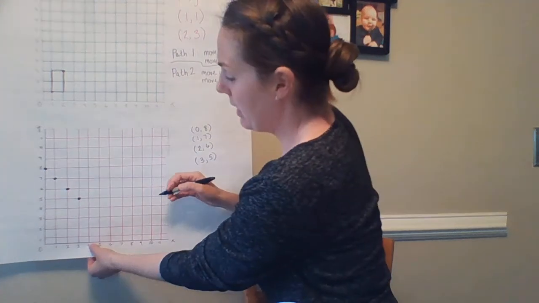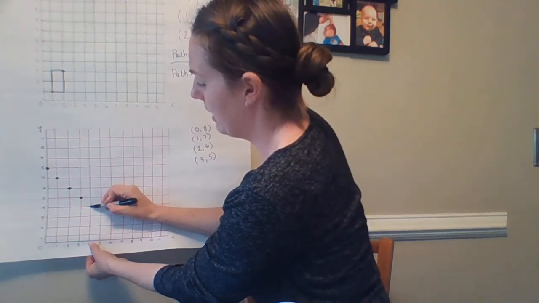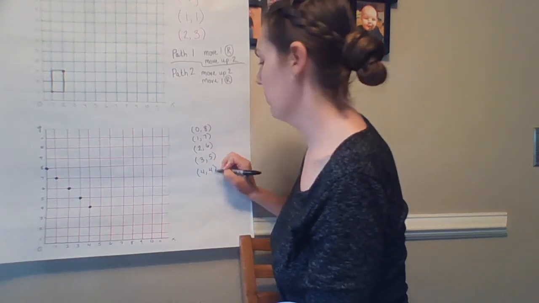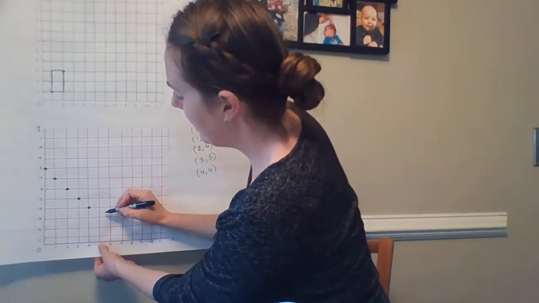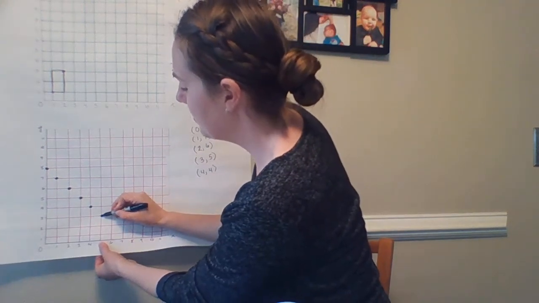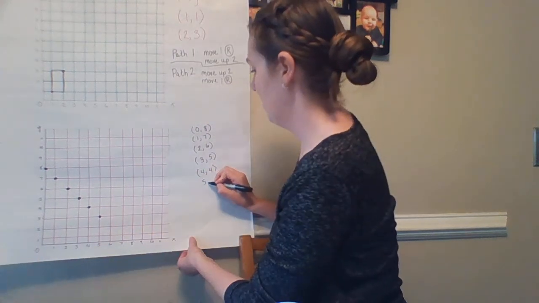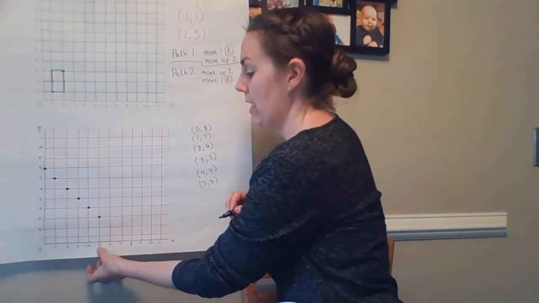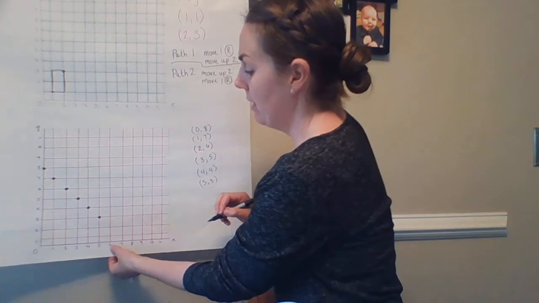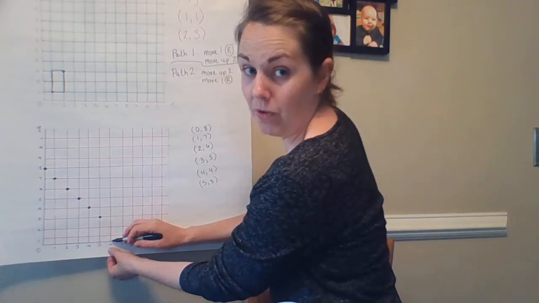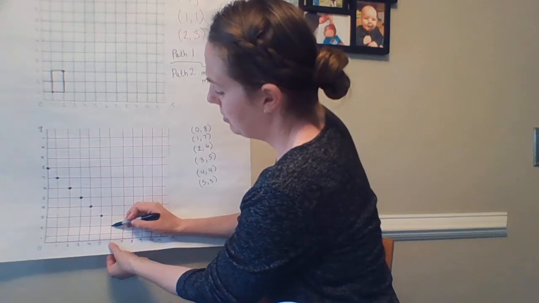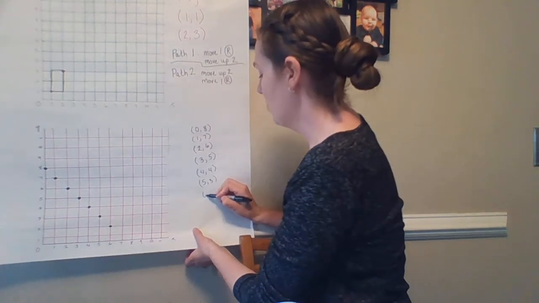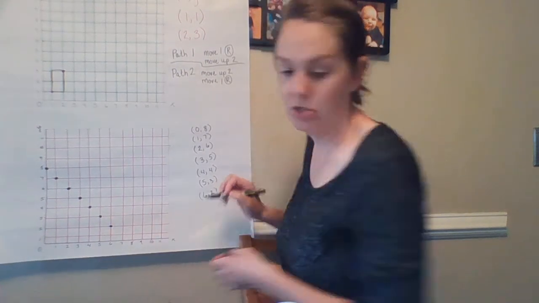If we played 4 games, we would have $4 left. So our ordered pair would read 4, 4. And if we played 5 games, we would have $3 left, with an ordered pair of 5, 3: 5 over on the x-axis and 3 up on the y-axis. And lastly, if we went 6 games, 6 over on the x-axis, we would go up to 2 on the y-axis because each time we're subtracting 1. So our last ordered pair would be 6, 2.